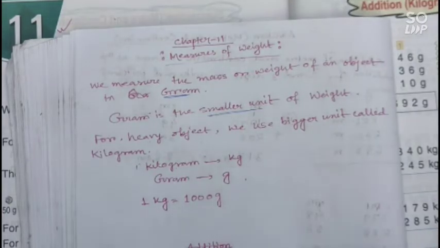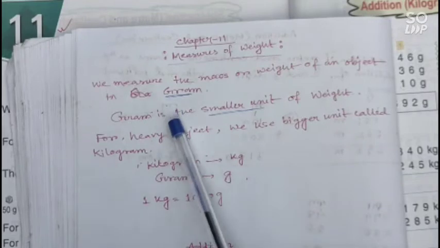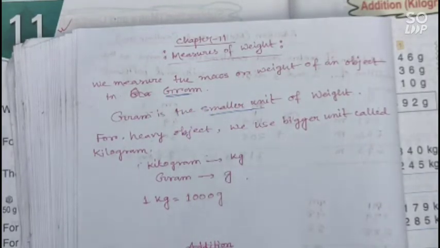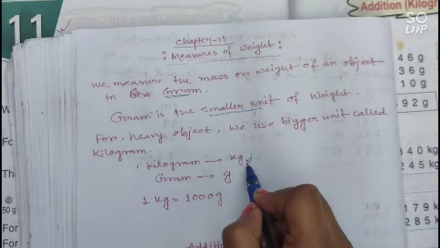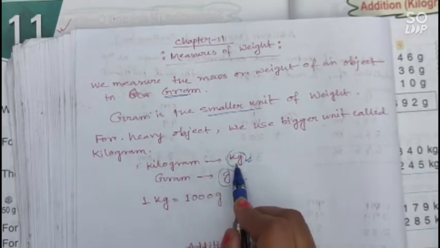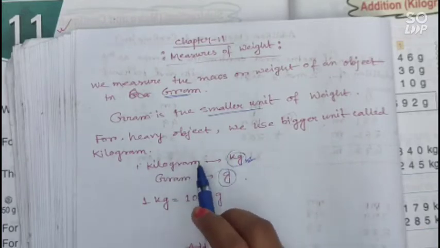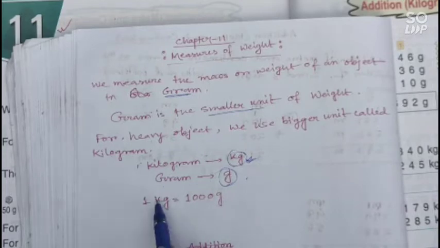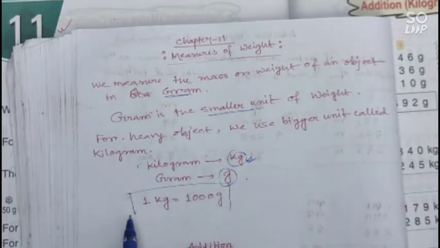Okay, so remember this, gram is smaller than the unit kilogram, and kilogram is greater than the unit gram. So kilogram can be written as kg and gram can be written as g. This is the short form of kilogram, this is the short form of gram, and you have to remember this relation, 1 kg equal to 1000 gram.